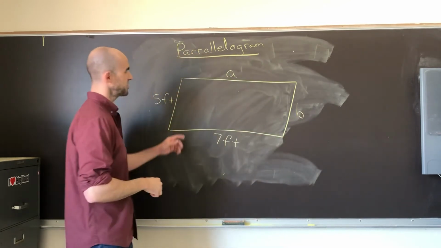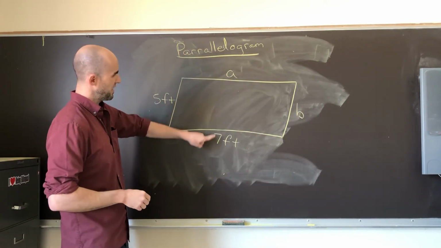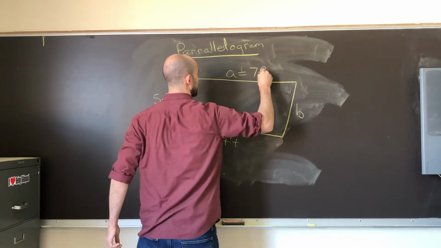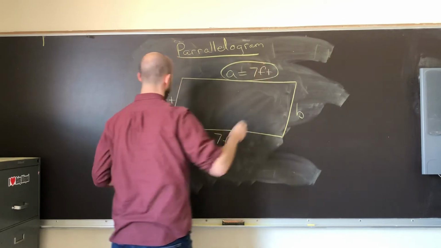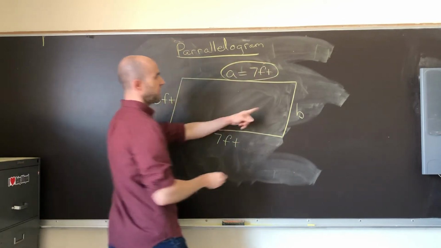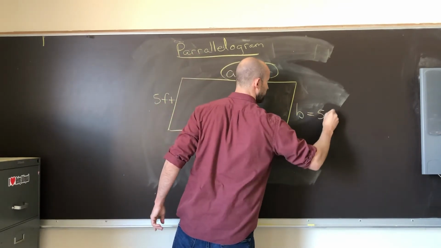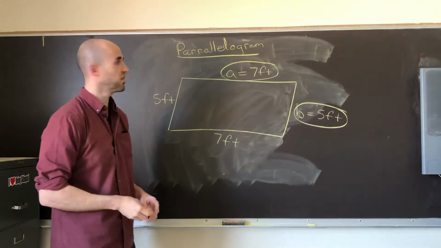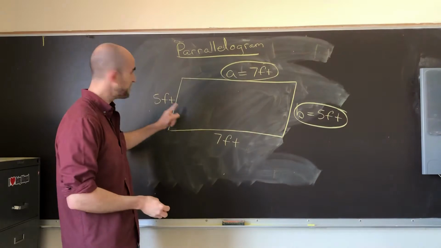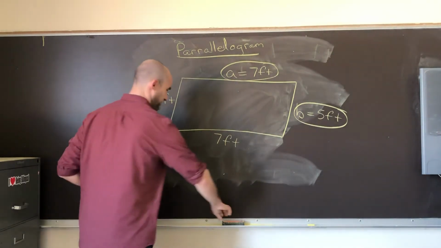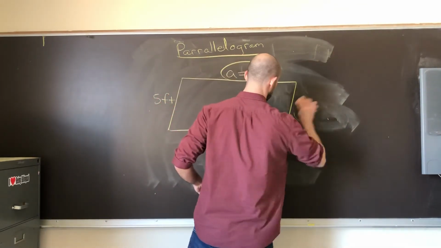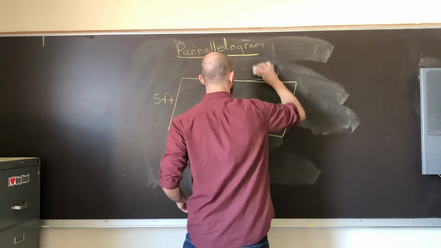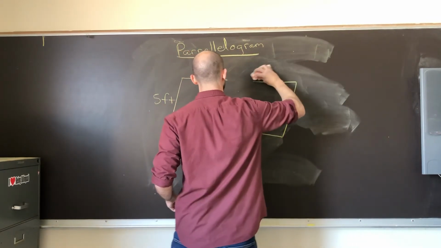If that's the case, we know it's a parallelogram. So if this is 7, automatically we know that A is 7 feet, right? And if this side is 5 feet, we know that B is going to be 5 feet. Because again, parallelogram, opposite sides are always congruent to each other. The top is congruent to the bottom, left is congruent to the right, right? It's that simple, right? It's just always applying that idea of seeing everything that's there.